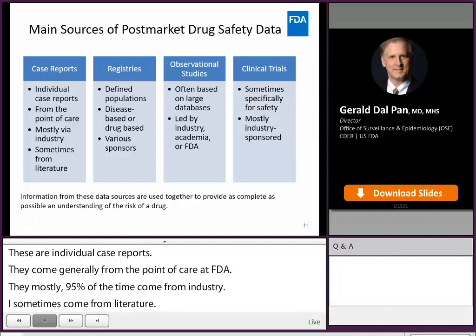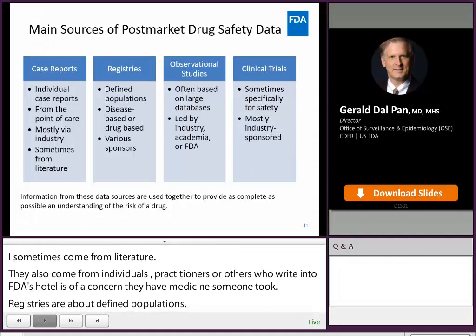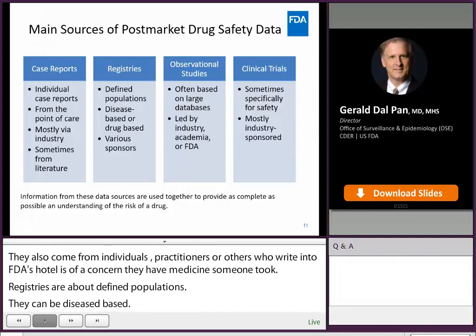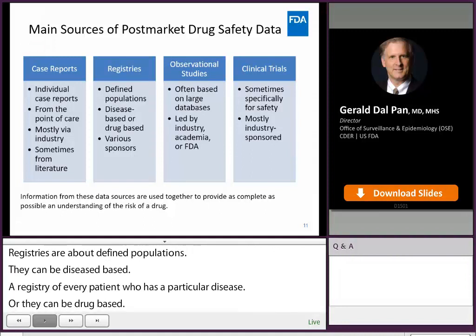Registries are about defined populations. They can be disease-based, a registry of every patient who has a particular disease, or they can be drug-based, a registry of every patient who takes a particular drug. These can have various sponsors, industry sponsors, academic groups, different consortia can sponsor these.